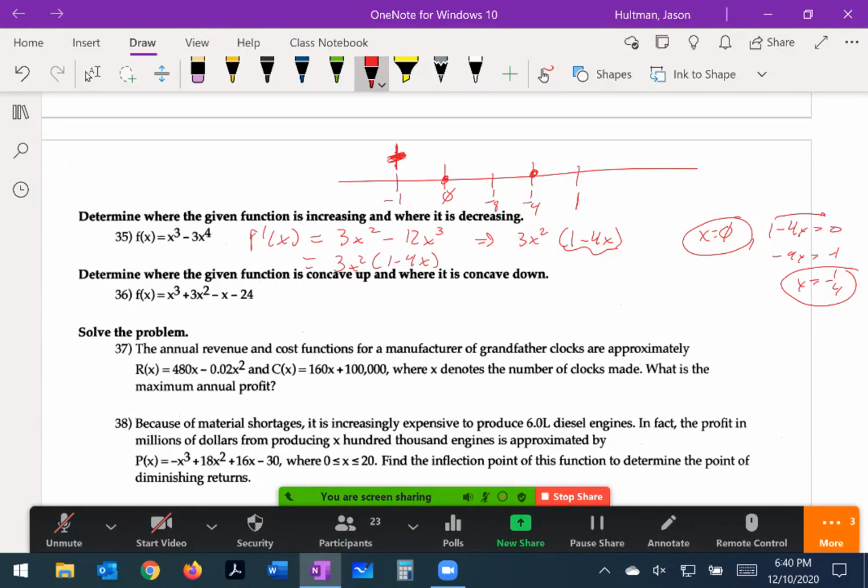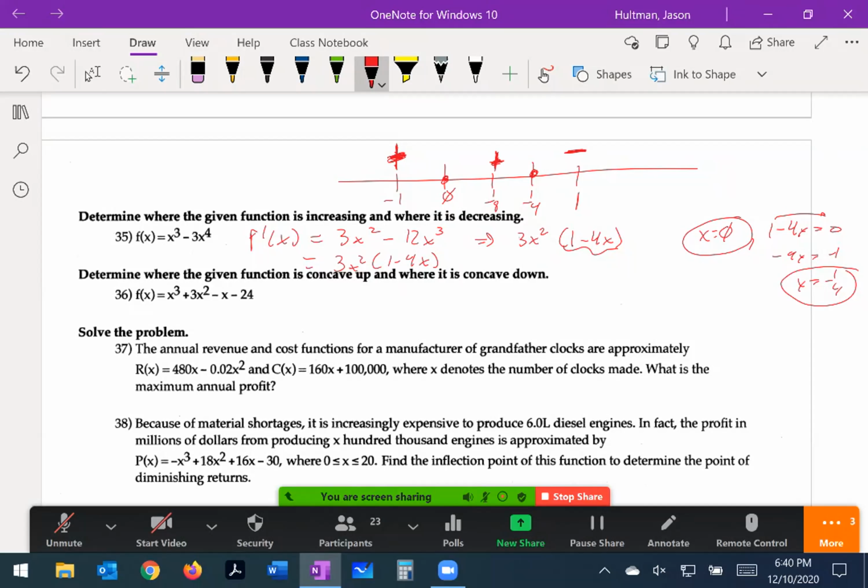Okay, at 0, it's going to be 0. Now about 1/8. 1/8 is 1 minus 1/2, that's still positive. Interesting. Okay, what about at 1? Let's plug in 1 here. Well, if we go 1 minus 4, that's negative, so this thing goes negative.